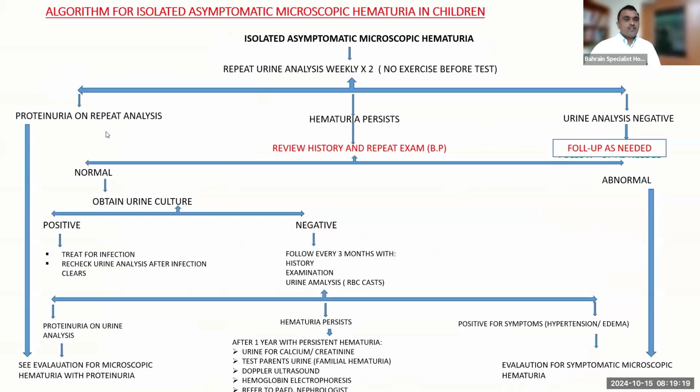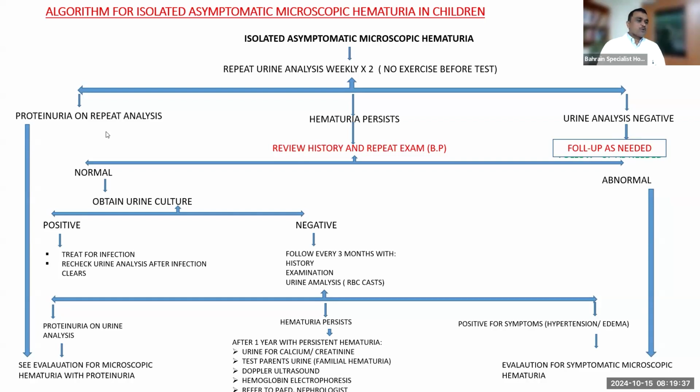And how to evaluate asymptomatic, isolated asymptomatic microscopic hematuria. The patient doesn't have anything, only microscopic hematuria is there. You have to repeat the urine analysis weekly 2 times. You should tell them to avoid any exercise before the urine analysis.